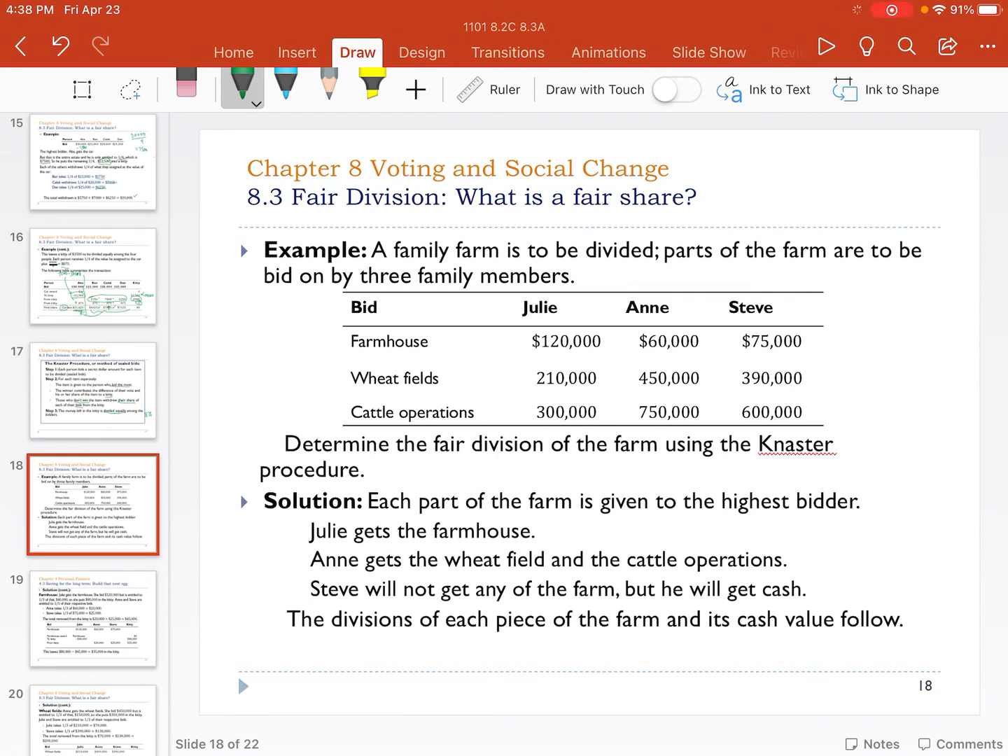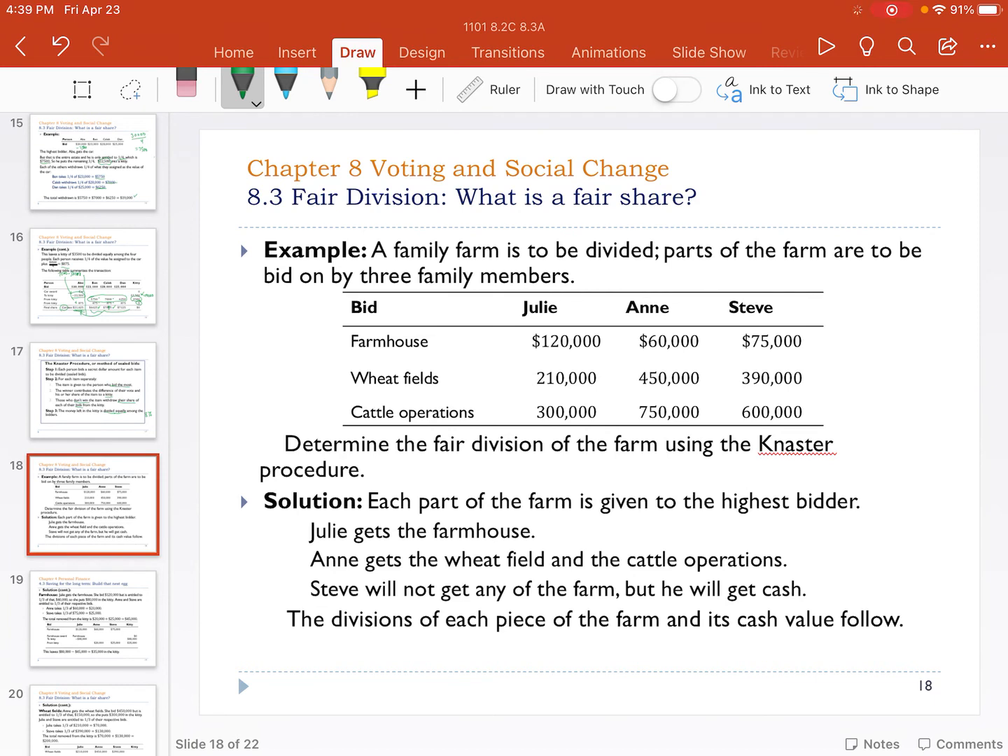Let's take a look at the beginning of another example, which we will save for next time. A family farm is to be divided. Parts of the farm are to be bid on by 3 family members. There are 3 parts of the farm: the farmhouse, the wheat fields, and the cattle operations. And you can see all the money, all in thousands, is what's been bid.